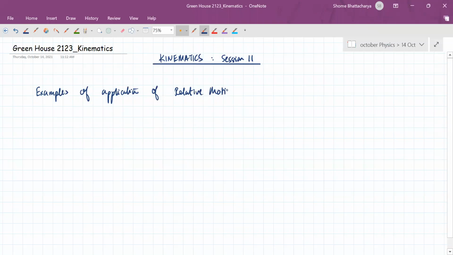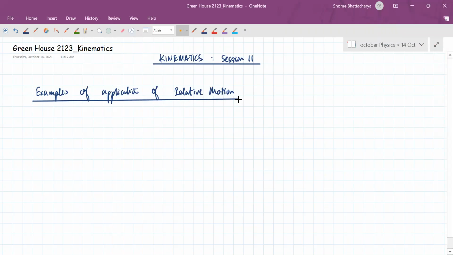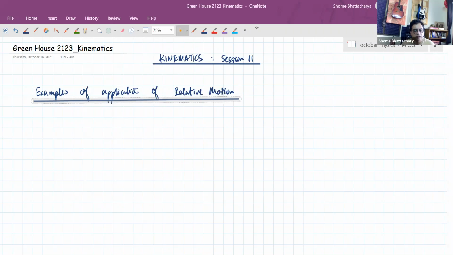Sir, kinematics 2 will be later on, right? Relative motion is in kinematics too, beta. Relative motion questions are there in kinematics too. They are there in HC Verma exercise also, but very few in number. So mostly the relative motion questions you have to do from the module kinematics 2 chapter.